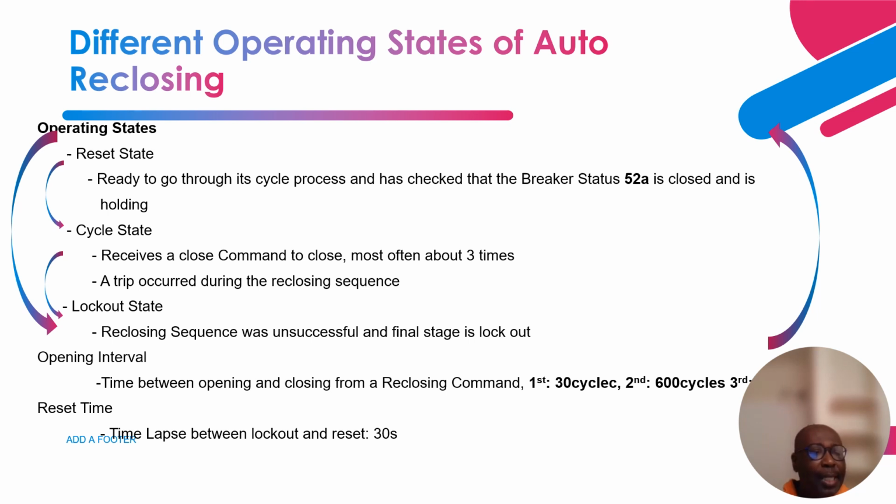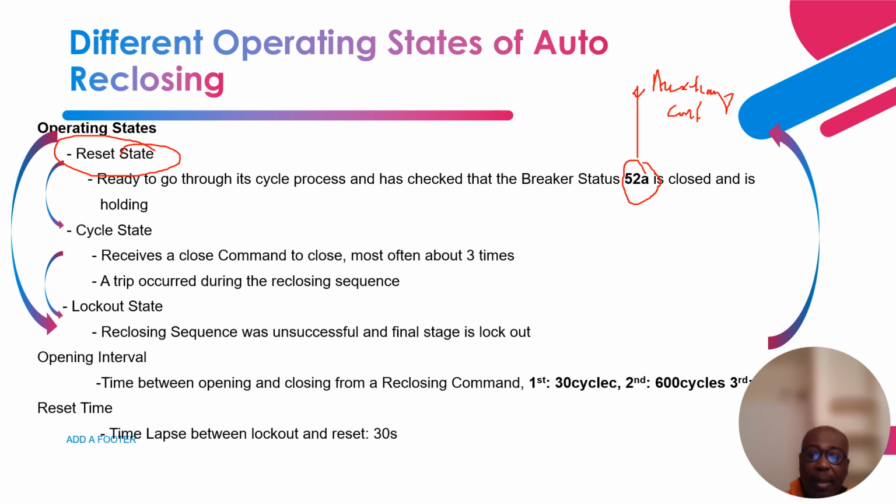Okay. So now let's take a deep dive into the different operating states of auto reclosing. The first one is the reset state. When the auto recloser is in a reset state, it means that it is ready to go through its cycle process. And at the same time, it has checked the breaker status, the 52A contact.